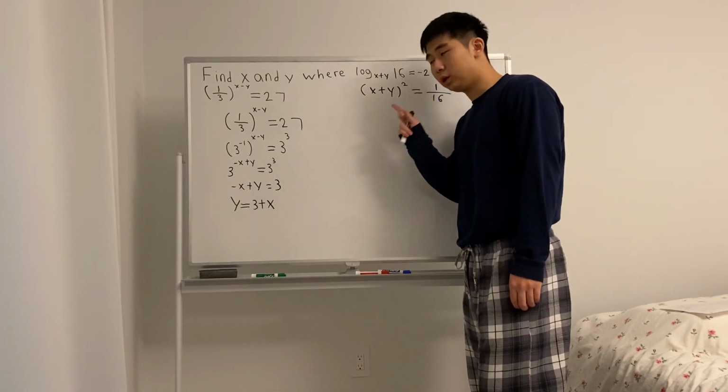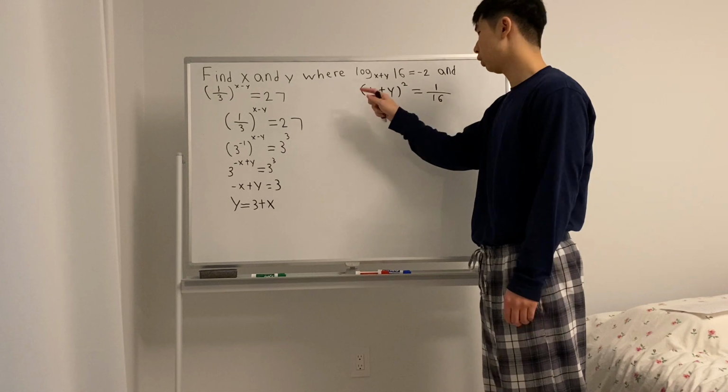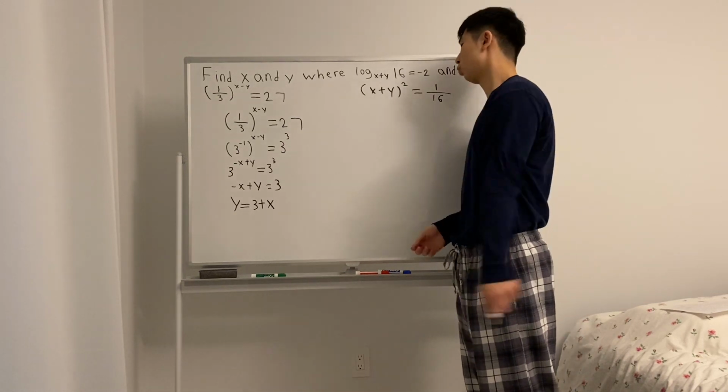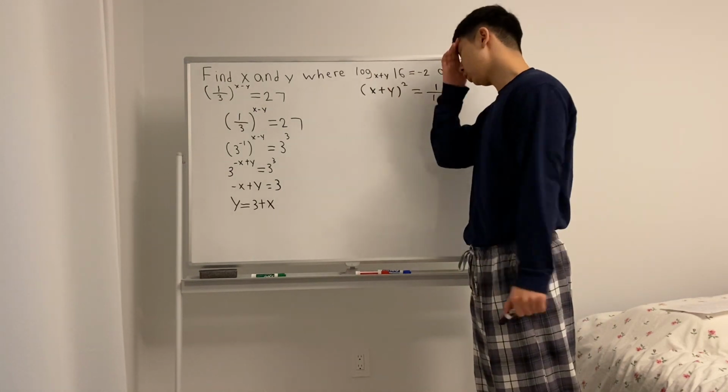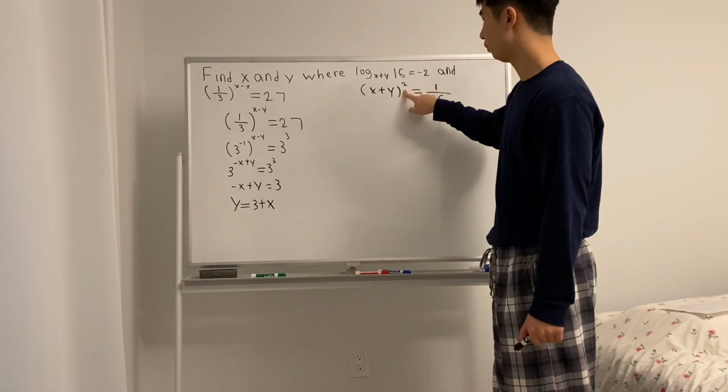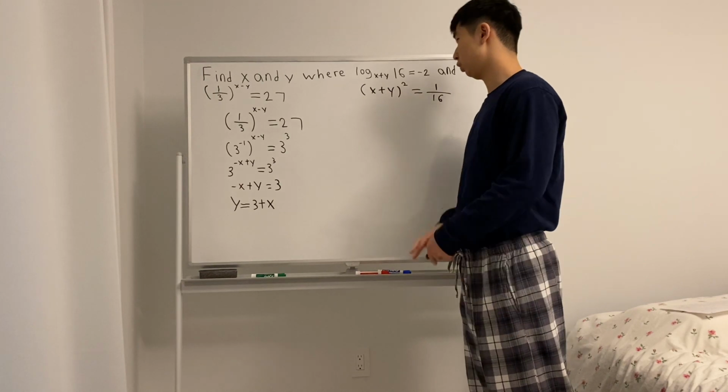Now the way you can get rid of the exponent is you can either square root it, so you can take the square root of x plus y squared, or you can multiply this whole thing by 1 over 2. Or you can multiply this exponent with another exponent that's 1 over 2. So it'll look like this.